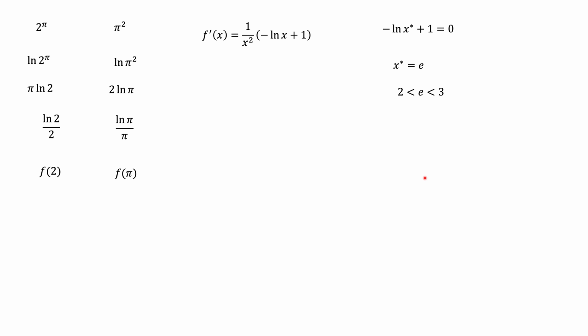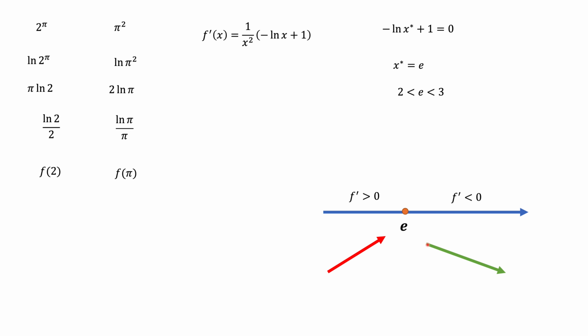So now let's get our number line, and this is E on that number line. As I said before, to the left of E, the derivative is going to be positive. To the right of E, the derivative is going to be negative. A positive derivative corresponds to an increasing function. A negative derivative corresponds to a decreasing function. But what happens now, and that's where we have a difficulty compared to the previous problem, is that 2 and pi lie on different sides of point E.